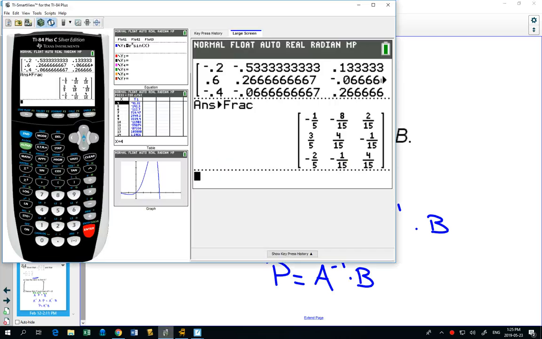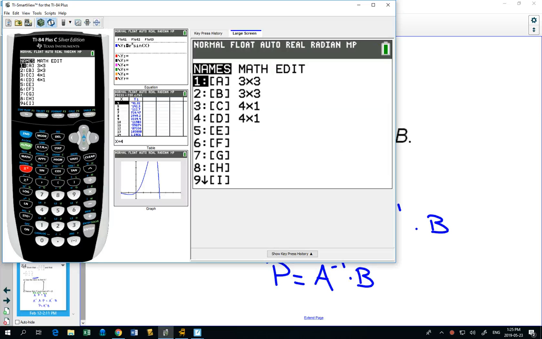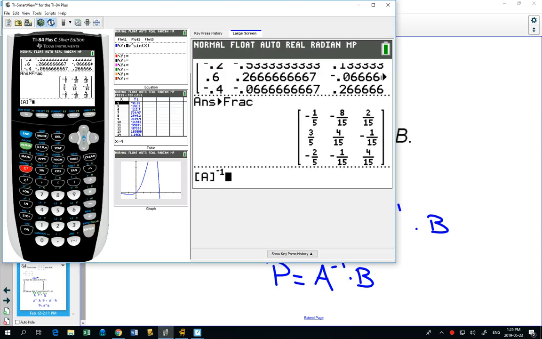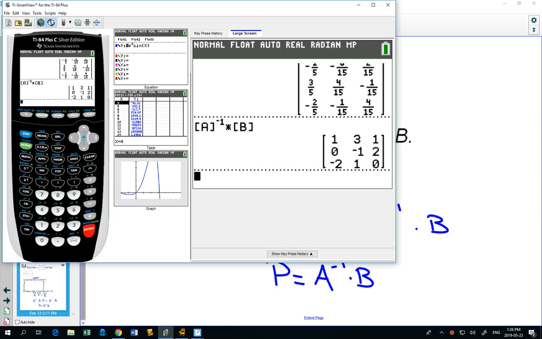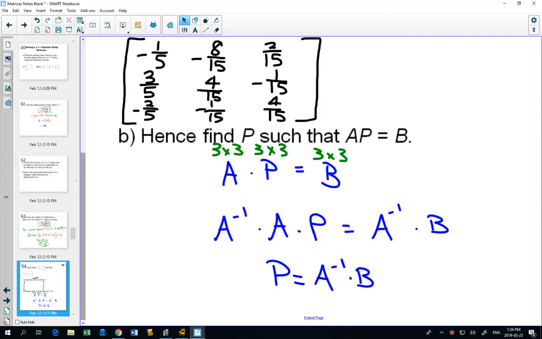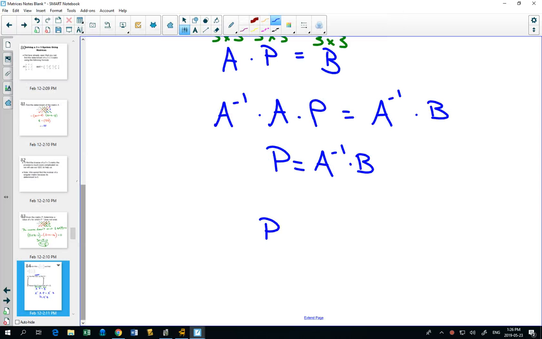And again, we can go to our calculator. We can write that A inverse multiplied by B, and we find the answer for P: 1, 3, 1, 0, negative 1, 2, negative 2, 1, 0.